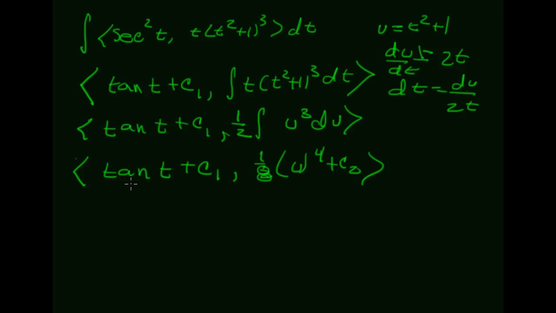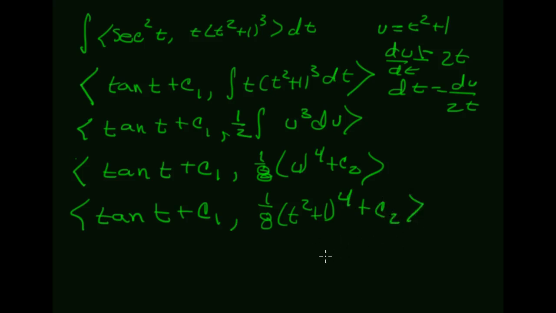And then we sub back in, right? So I should end up with the tangent of t plus c1, 1/8 times t squared plus 1 to the 4th plus c2. All right, so there we go. Now note the two constants have to be different. So you have to have a c1 here and a c2 here, because those are not necessarily the same number.